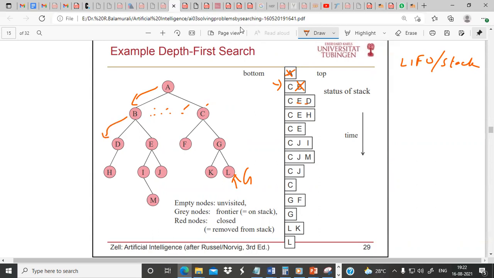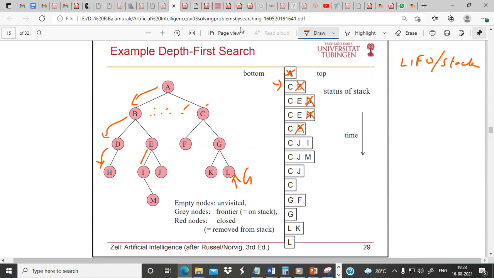If D is not the goal state, remove D and expand D. When you expand D, there is only one, that is H. So push H to the stack. So H comes here. Now check whether H is the goal state or not. H is not the goal state. So remove H, but we cannot expand. There is nothing to expand on H. So what will the algorithm do? Then remove the element on top of the stack. It is E. Is this the goal state? No. So remove E and expand E.